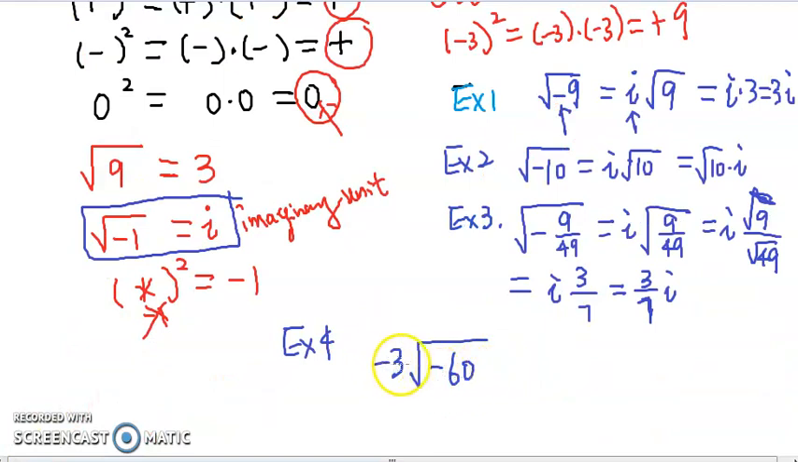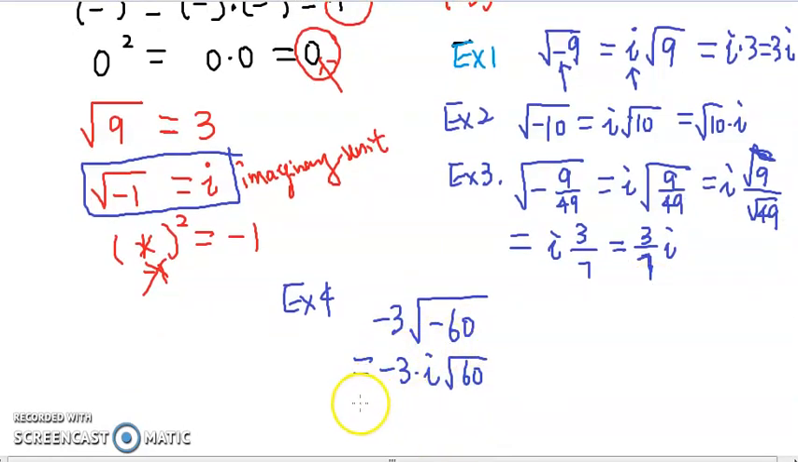Another example, -3 times the square root of -60. First of all, there's nothing we need to do about this -3 because it's not within the radical sign. But the -60 is within the radical sign. To get rid of this minus, we're going to introduce the imaginary unit i, and we're going to get the square root of +60. For the square root of 60, we have to simplify that to the simplest form. 60 can be factored as 2 times 30, and 30 is 2 times 15.